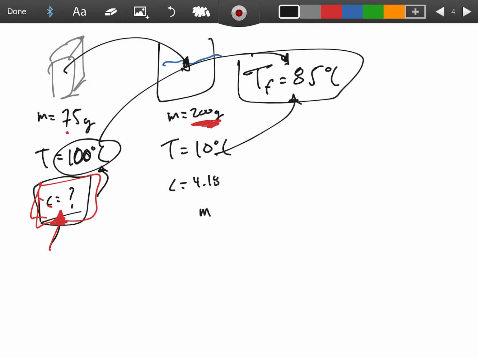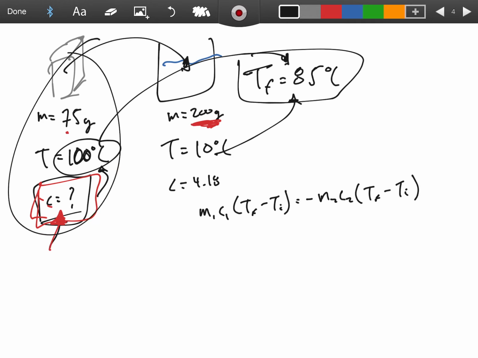So using, again, our equation M1C1 times (T final minus T initial) equals negative M2C2 times (T final minus T initial), which is our hot thing. This one is going to lose heat, so it goes in on the negative side. So on the cold side, I'm going to have the 200 times 4.18 times, I know the T final this time, this is going to be 85 minus 10. And over here, this is going to be negative 75 times C2, the thing I'm looking for, times (85 minus 100).